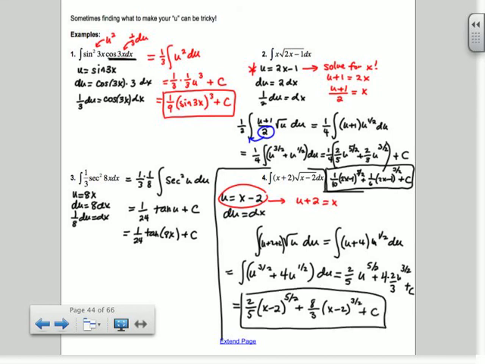Okay, number 4 is very similar to number 2. So number 4 is one of those ones where you have to solve for x. So go ahead and try it. So try it first.